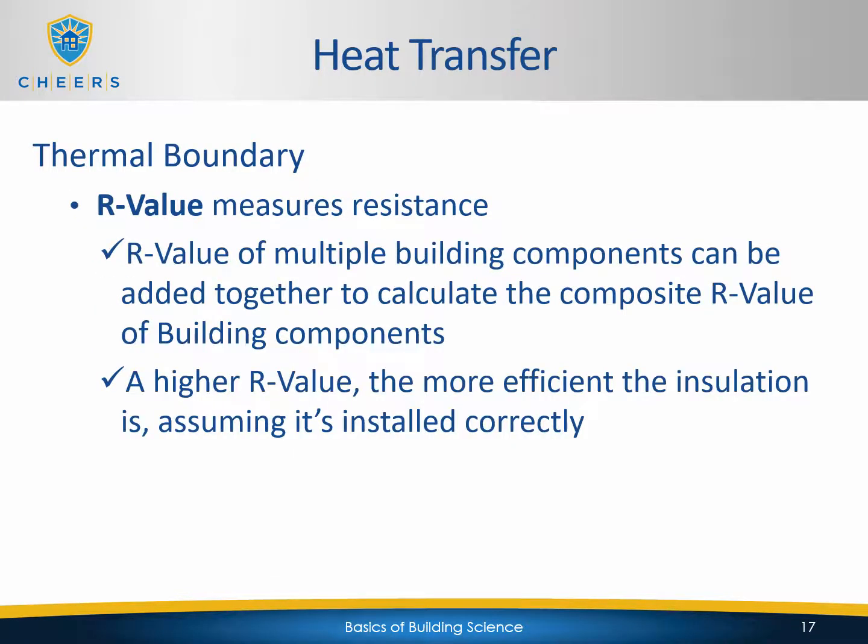So when it comes to the thermal boundary, the R value measures the resistance. Insulation is rated in R value, resistance value. Basically, the higher the R value, the more efficient that particular insulation is. The R value of multiple building components can be added together to calculate the composite R value of building components. As I said, the higher the R value, the more efficient the insulation is, assuming it's installed correctly, obviously. So the R value measures the efficiency of the insulation.